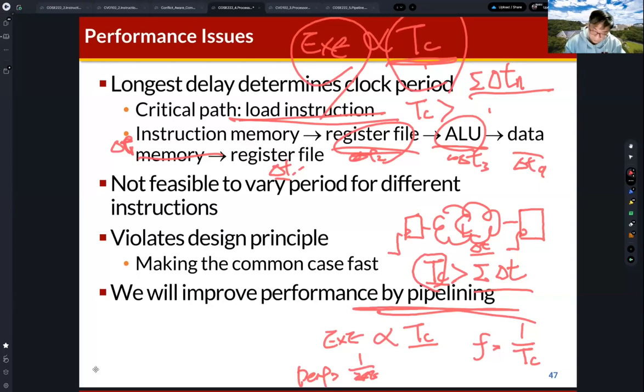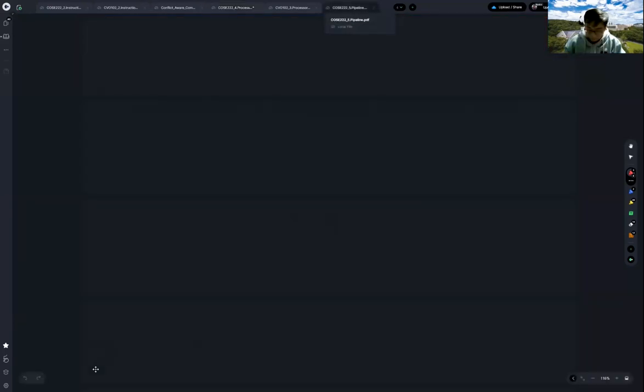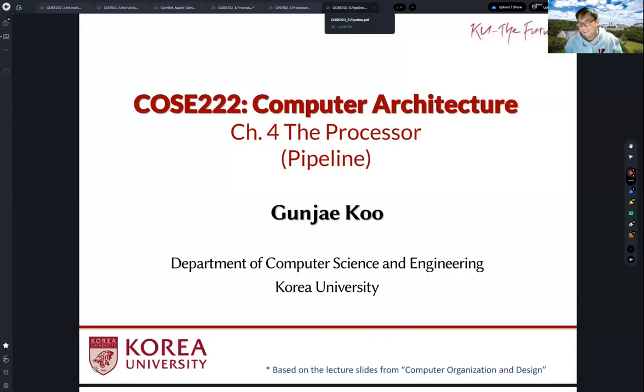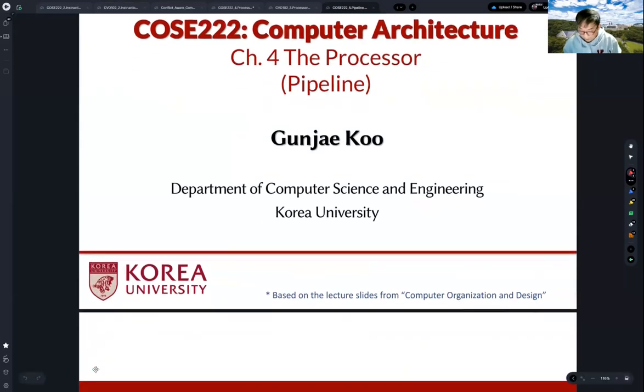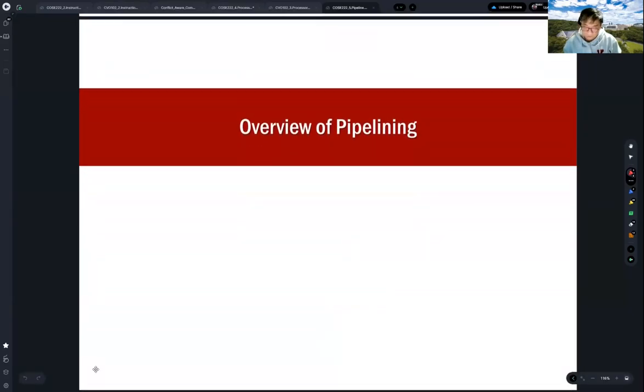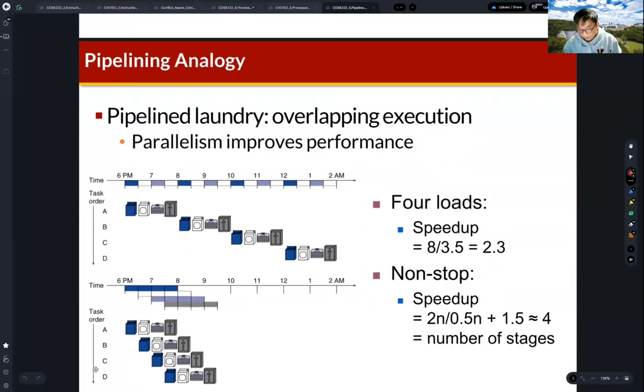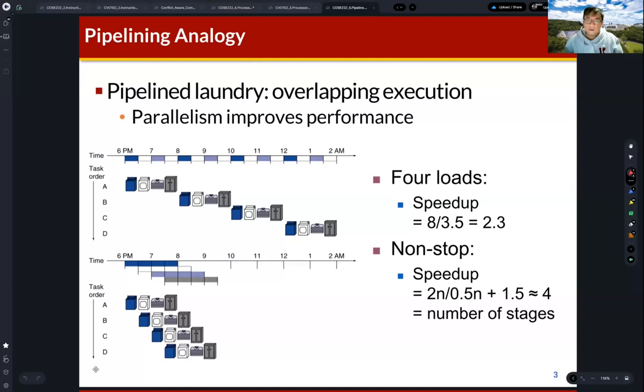So how can we improve the performance of a RISC-V processor? This time, we will learn about the concept of pipelining. Let's see an analogy of pipelining. As I mentioned, the basic idea of pipelining is simple.